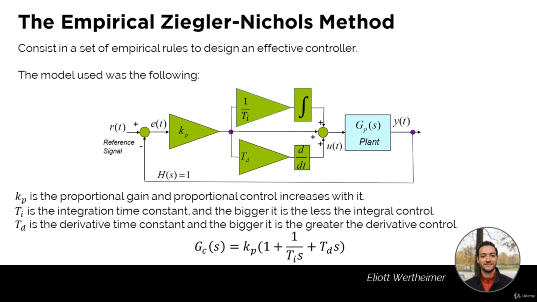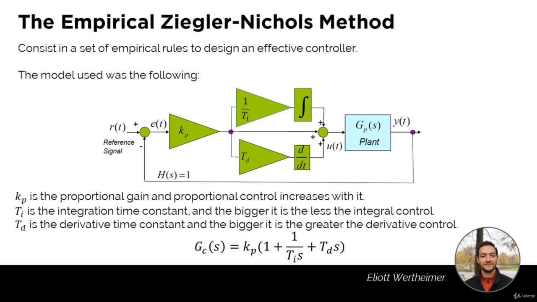So what do we do in this case? We use empirical methods. Empirical methods are essentially trial and error methods, and we're going to look now at one of the most famous ones in PID design, the Ziegler-Nichols method.